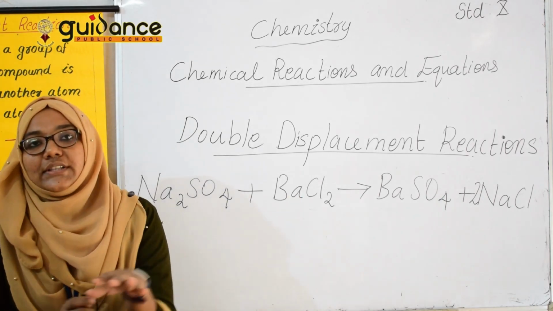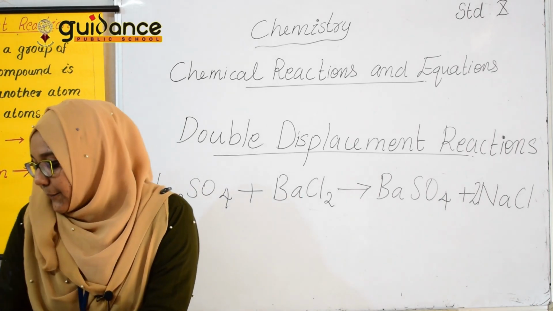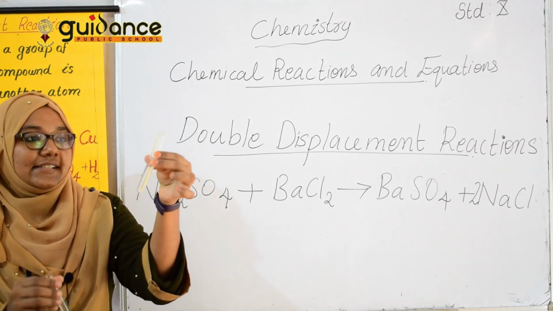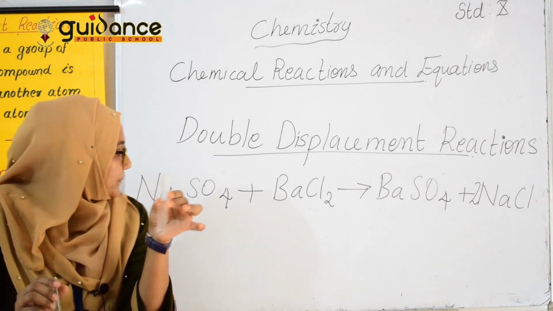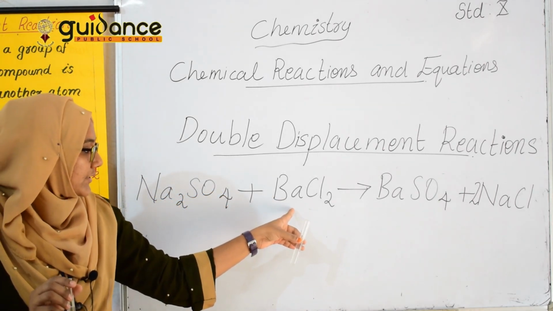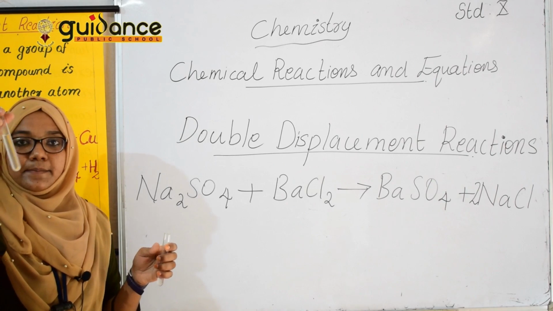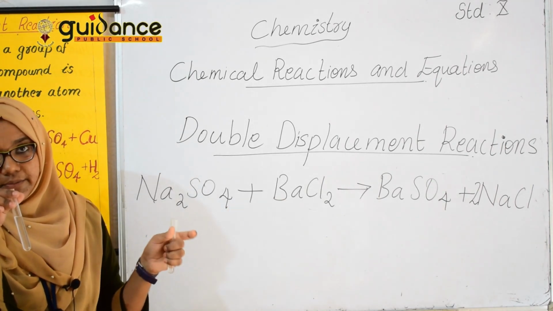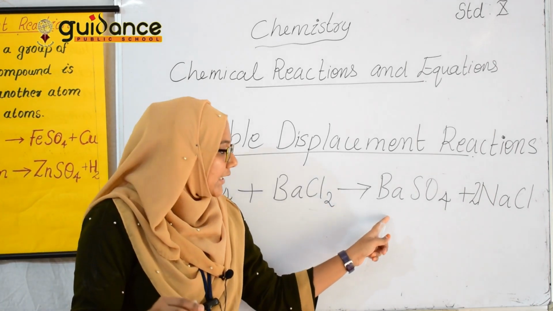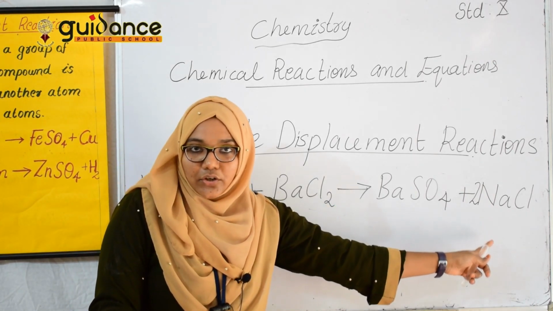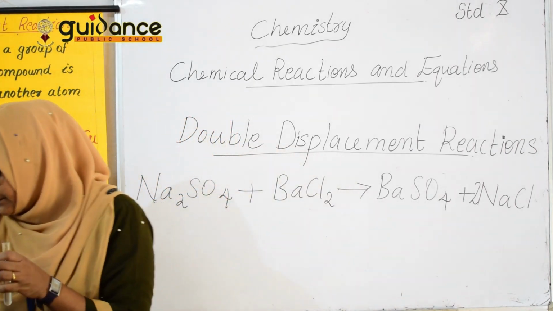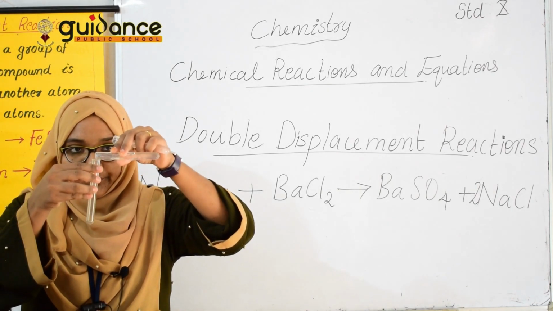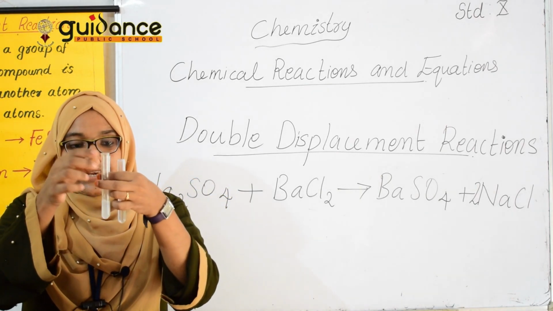Okay, I will show you this reaction here. All of you look here. This is barium chloride solution, and this is sodium sulfate solution. We are going to mix these two. Then what will be the products? Barium sulfate and sodium chloride. So I will take another test tube and mix these two things.